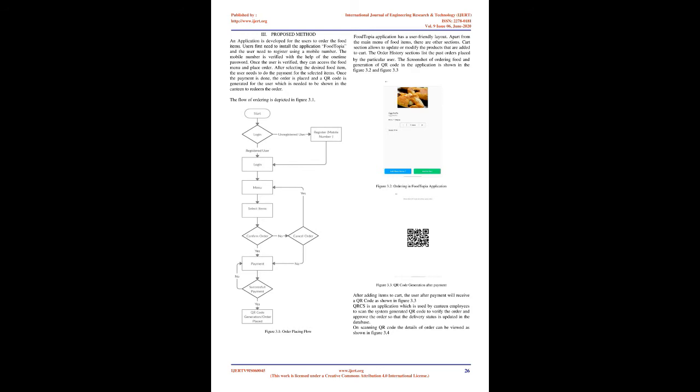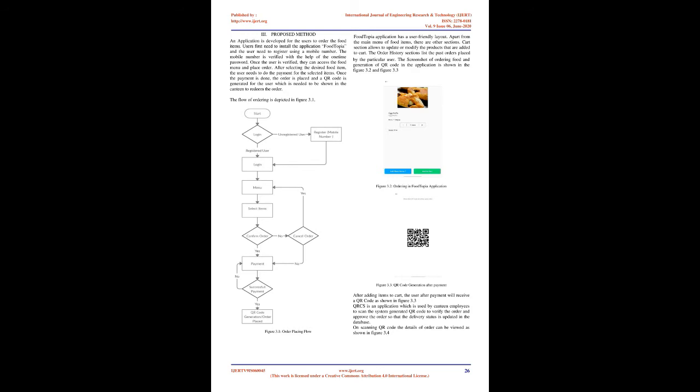Users first need to install the application Foodtopia and the user needs to register using a mobile number. The mobile number is verified with the help of the one-time password. Once the user is verified, they can access the food menu and place orders. After selecting the desired food item, the user needs to make the payment for the selected items. Once the payment is done, the order is placed and a QR code is generated for the user, which needs to be shown in the canteen to redeem the order.